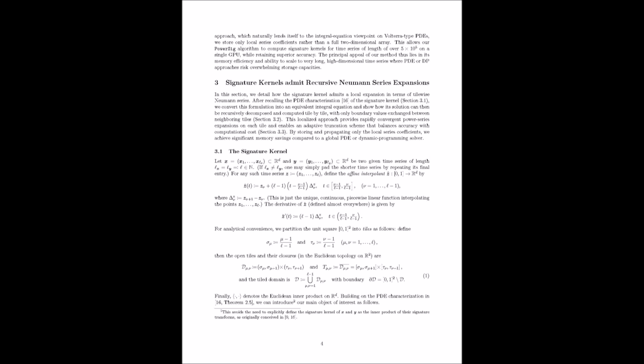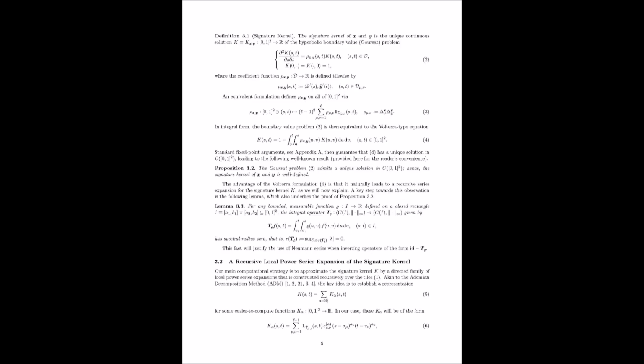Okay, so the framework is flexible enough to handle both types of kernels. It is. The main idea of dividing the problem into those smaller tiles and using the recursive formula with the Neumann series is central to both the self-signature and cross-signature kernels.